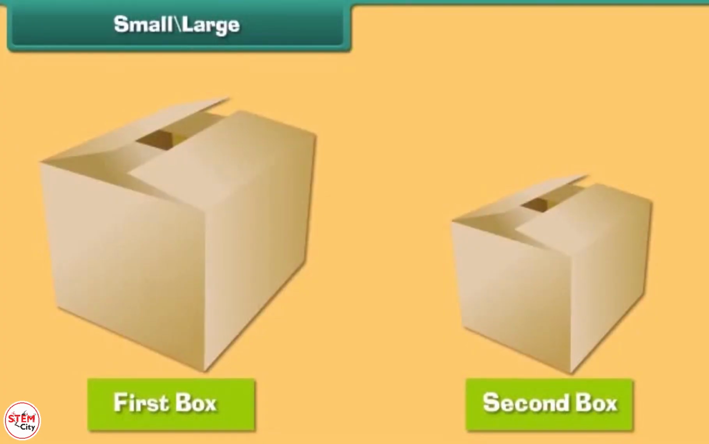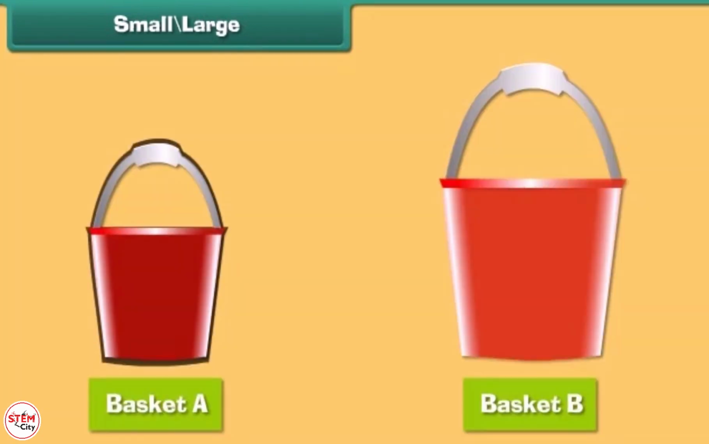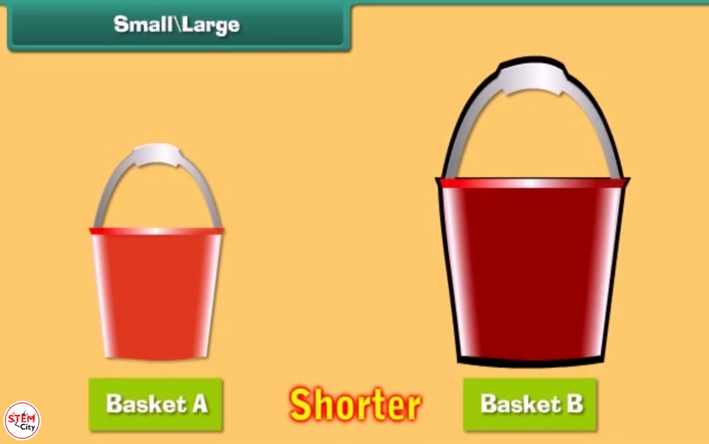We see two boxes, but they are of different sizes. When the two things are not of same size, we compare them. We use word small with the object which looks shorter and the word big with the object which is large. Basket A is shorter than basket B.